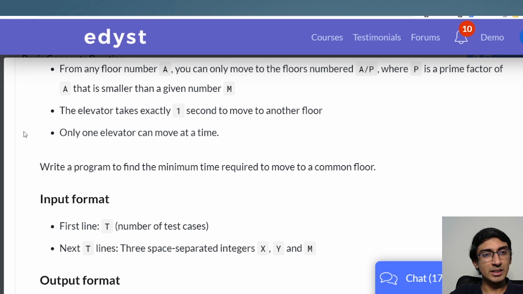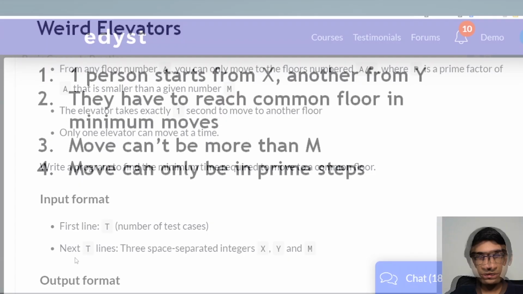So the question is a little bit vague. It's not very clear. I'll just summarize the question a little bit. You can go ahead and read the question. This question is available on the Edyst platform in the maths module. So if you just go to the maths module, I'll show it to you at the end. You can see this question, but let's first understand this question fully.